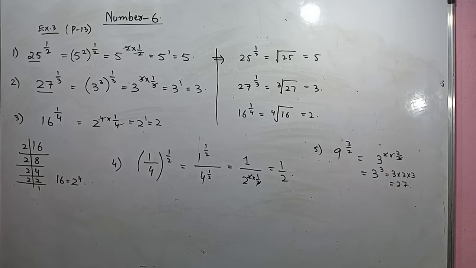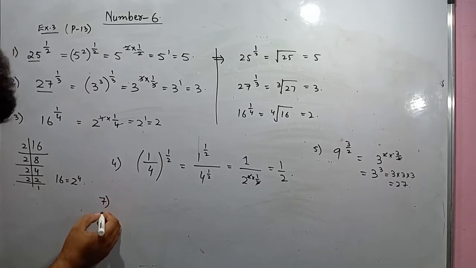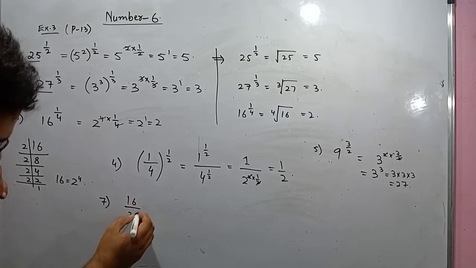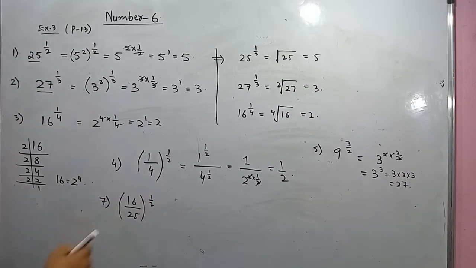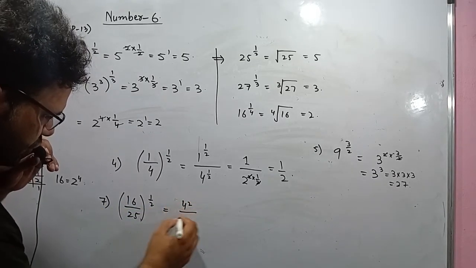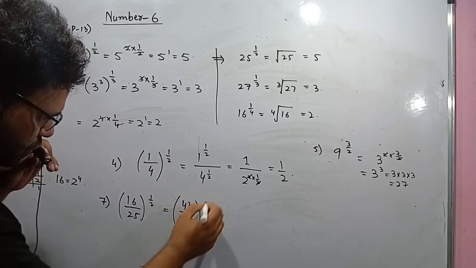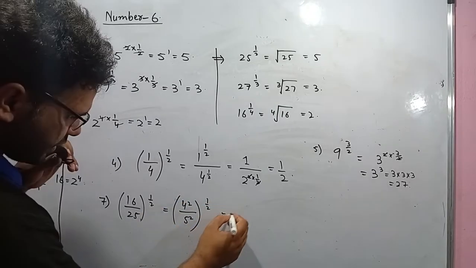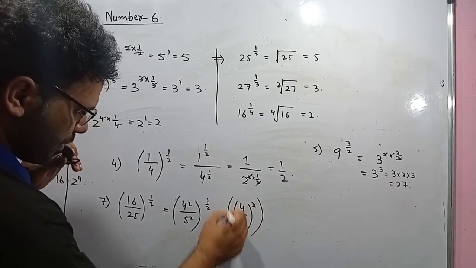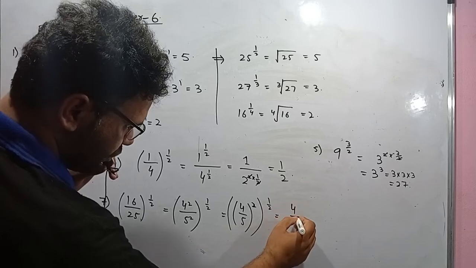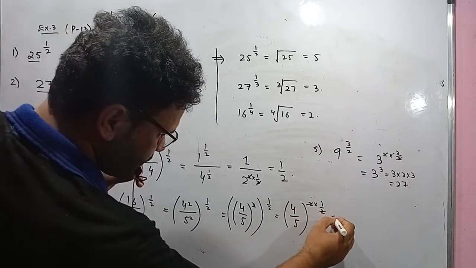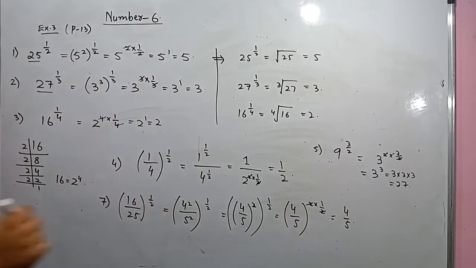Now you can see the seventh one. What is seventh one? It is 16 by 25 whole to the power 1 by 2. Now you can see here, this 16 I can write 4 square. This 25 I can write 5 square whole to the power 1 by 2. Then I can write this 4 by 5 whole square whole to the power 1 by 2. Then I can write 4 by 5 whole to the power 2 into 1 by 2. That is 1. That's 4 by 5 is the answer of this question.